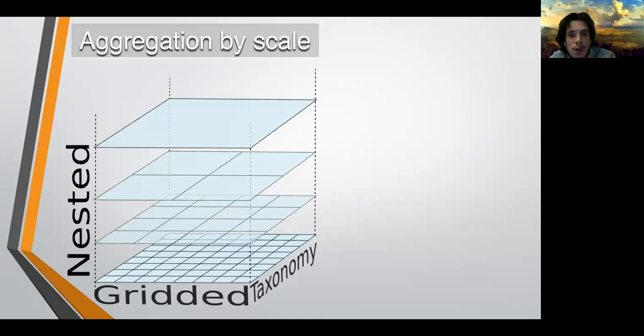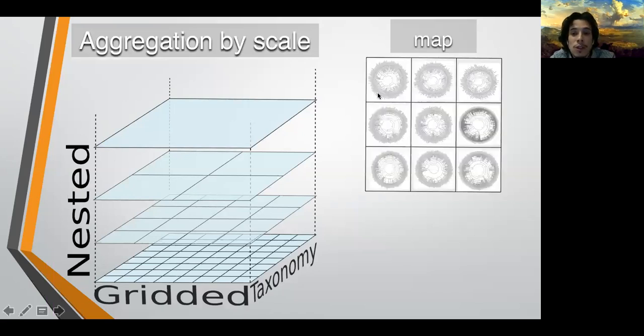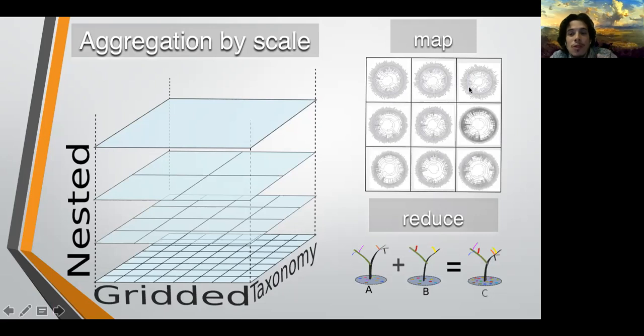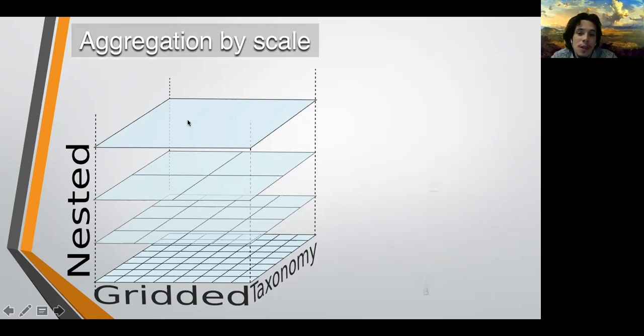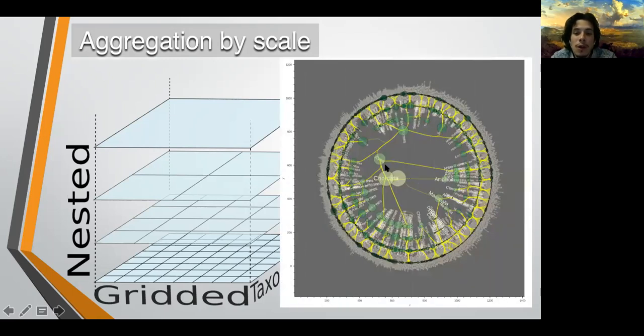We can also aggregate these structures by scales. In this case, we have on each cell a particular local tree of life, and we can merge them, because remember that each tree is a subtree. So we can merge together these different trees to build a bigger tree at a bigger scale. And therefore we can compare how beta diversity, for example, gamma diversity, changes between the big scale and the small scale.